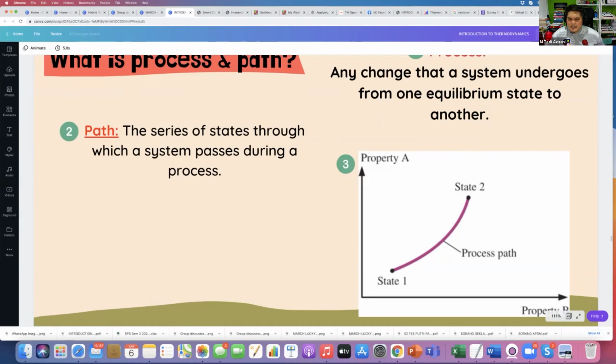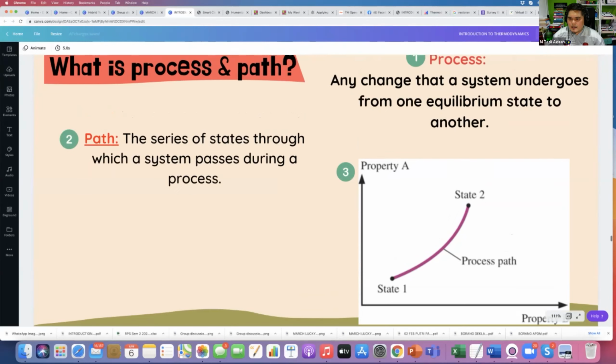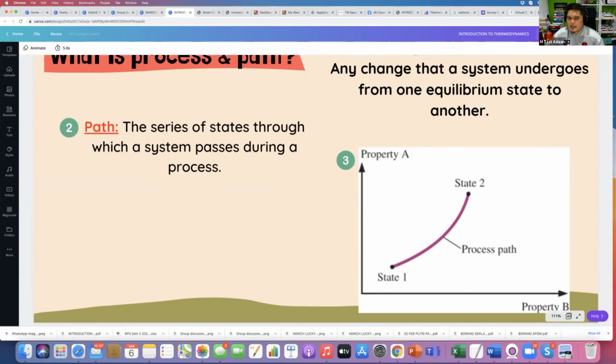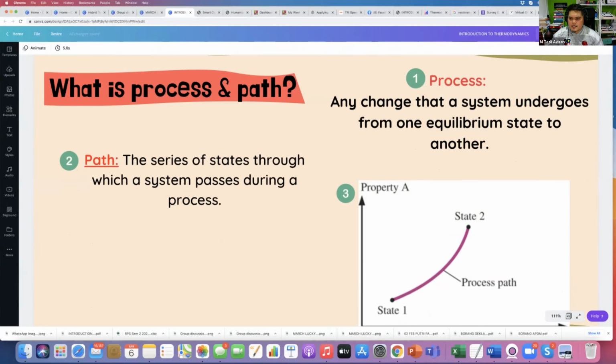Imagine we put pressure on this axis and temperature on this one, for example. At state 1, the system is already at equilibrium at a certain pressure and temperature. But when you start to provide more heat, the temperature increases, and because of that the pressure also increases, for example. Now it arrives at state 2 and becomes equilibrium again. This is the process that it goes through, and this is the process path that it selects. So you have to remember what is property and what is process.